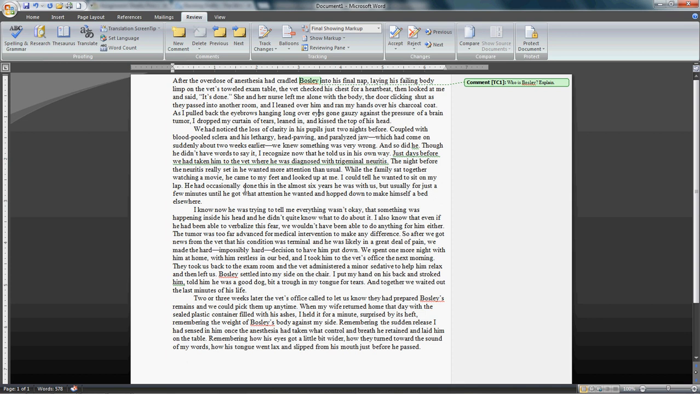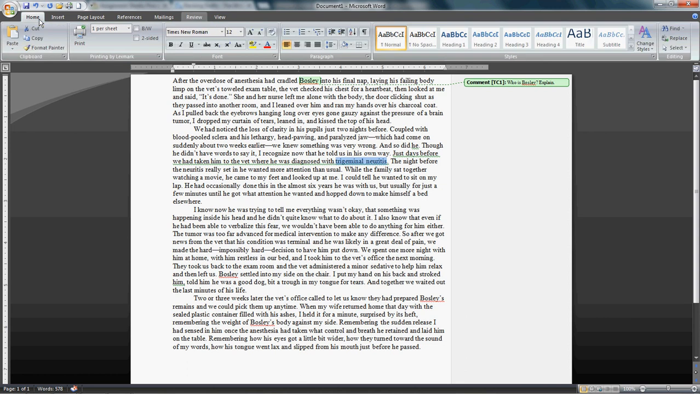And go down a little further. "We had noticed the loss of clarity in his pupils just 2 nights before, coupled with blood-pooled sclera and his lethargy, head-pawing, and paralyzed jaw, which had come on suddenly about 2 weeks earlier. We knew something was very wrong, and so did he. Though he didn't have the words to say it, I recognized that he had told us in his own way. Just days before we had taken him to the vet where he was diagnosed with trigeminal neuritis. The night before the neuritis really set in." Oh, but then I'm thinking here, what is trigeminal neuritis?